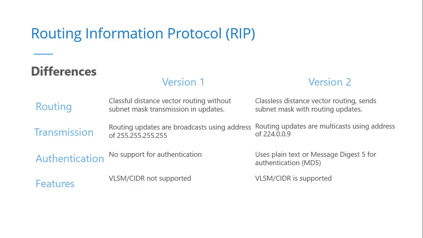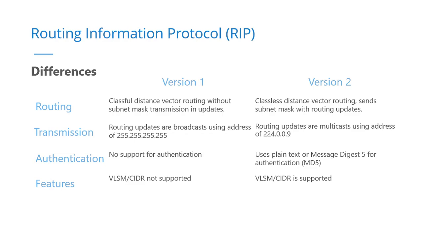Features: in version 1, VLSM and CIDR are not supported, and it is supported in version 2. VLSM again is variable length subnet masks, so we can only use fixed length subnet masks for version 1. For version 2, we could use variable length. For version 1, we cannot use CIDR or classless distance vector routing. We can only use classful routing. With version 2, that is supported.